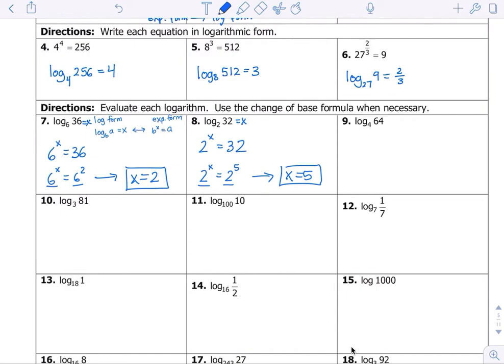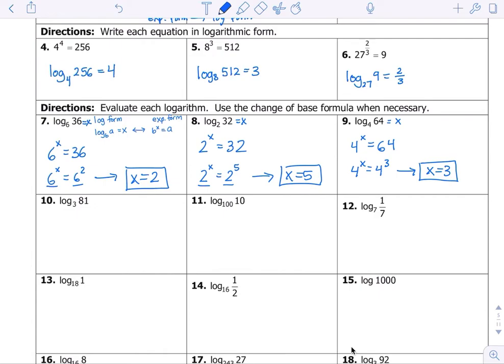All right, this one, set it equal to x, and now this is log form, we're going to change it to exponential. So 4 to the x power is equal to 64. Now let's get them to be the same base. So 4 to the x is equal to 4 to the 3rd. They have the same base, so x is going to equal 3.